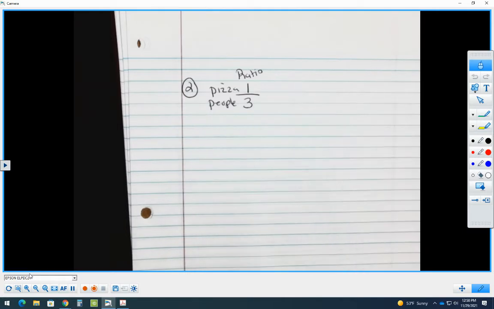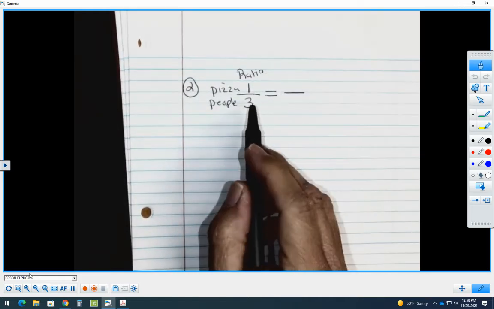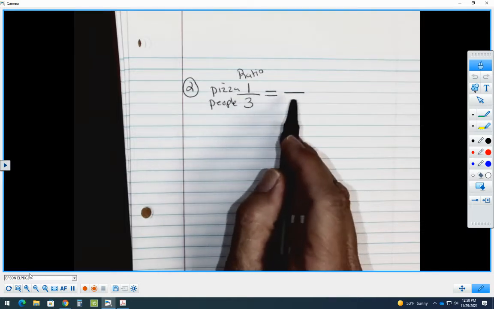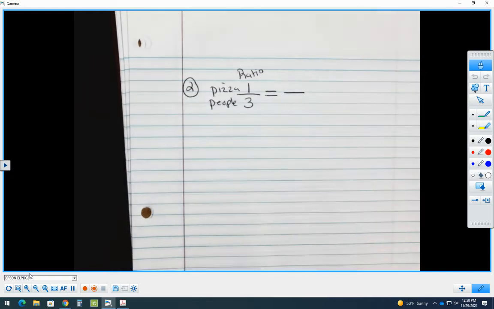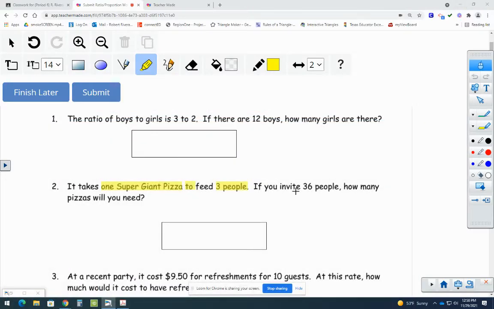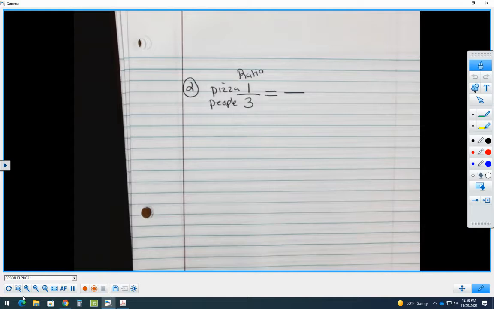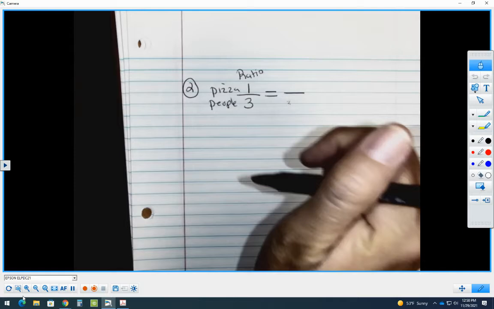So my plan or strategy I've been telling you is that I like to solve these type of problems proportionally. So I'm going to create a proportion. A proportion is two ratios that are equivalent, that are equal. So I need to find out what these two numbers are, the new ratio. So I'm going to go back to my story. And my story says, if you invite 36 people, so now they just told me that there's going to be 36 people being invited. So instead of 3, now it becomes 36.